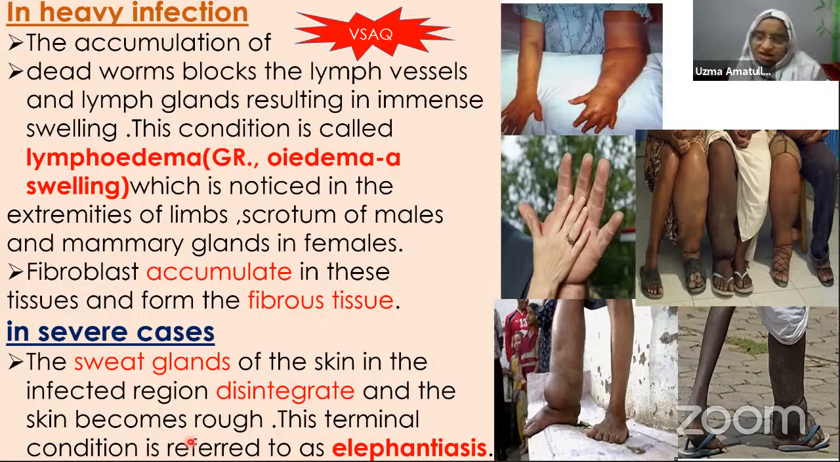Your skin is moist because sweat is continuously released from the skin and it is keeping your body moist and smooth. But here, the sweat glands are disintegrated and then the skin becomes rough. This terminal condition is referred to as elephantiasis. Now here you see how the skin has become rough and it is looking like an elephant's body, like an elephant's leg. So that is why this disease is called elephantiasis. Here you see the hand, how it has become. This person's hand is also affected because of this disease, elephantiasis.